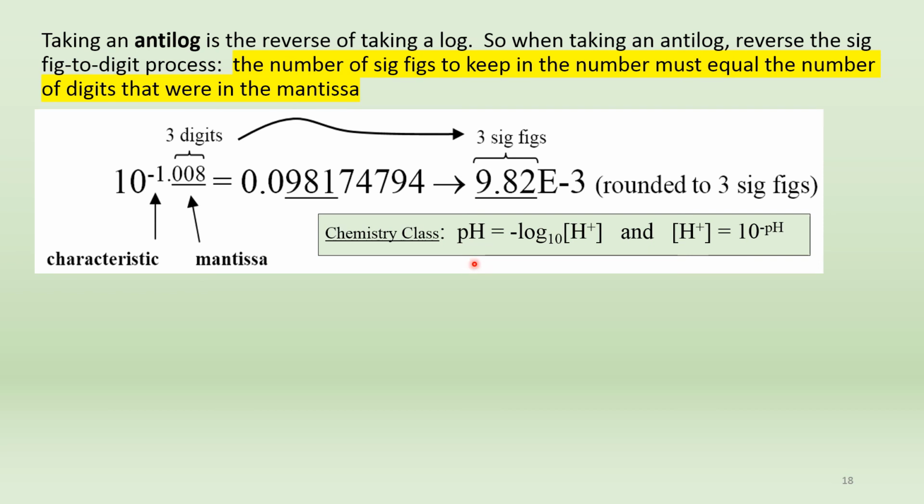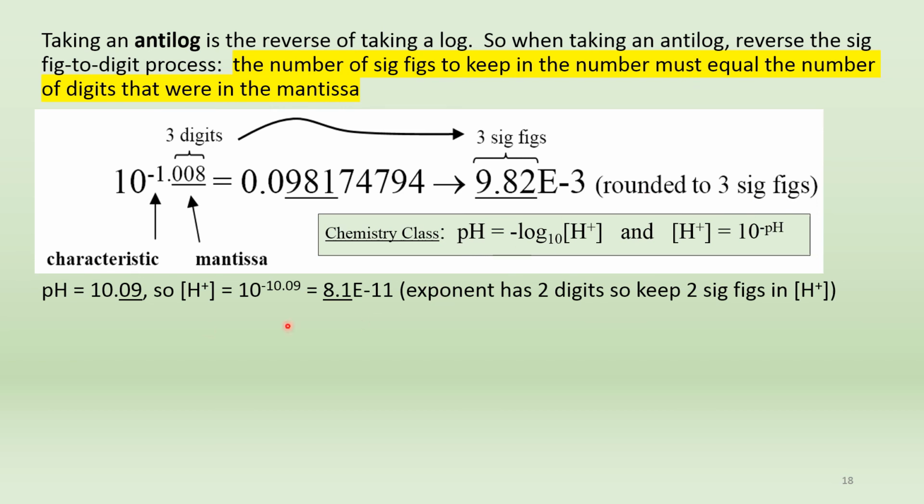Recall that the pH is a logarithmic value. It's obtained by taking the negative log of a number, the hydrogen ion concentration. Specifically in this case, we want to take the antilog of the pH, which is a logarithmic value, and obtain a number, and this is where this rule would apply.